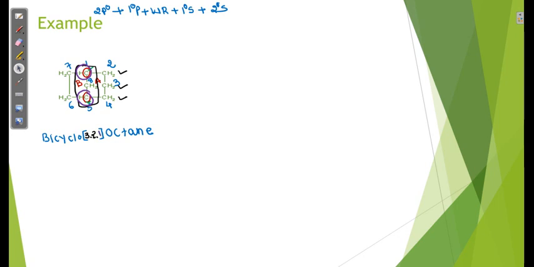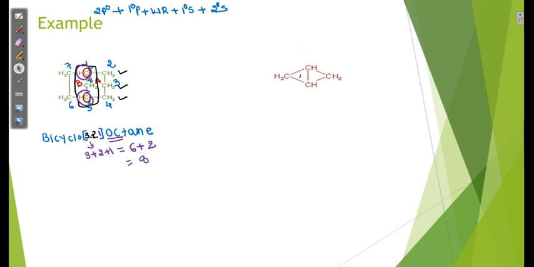So the name is bicyclo 3.2.1 octane. Again, we have not considered the bridgehead carbons here, so if we take the sum of 3 plus 2 plus 1, that is 6, we have not considered the 2 carbons of the bridgehead, so plus 2, so it is 8, so we have taken octane here. So let us see one more example.